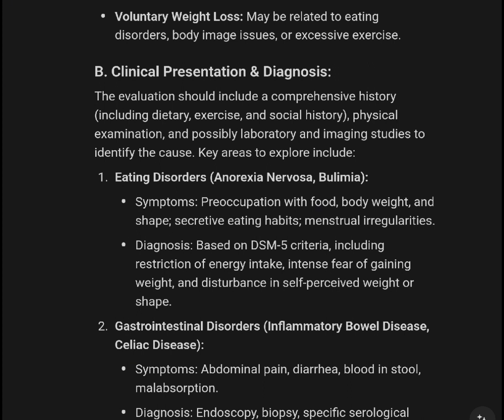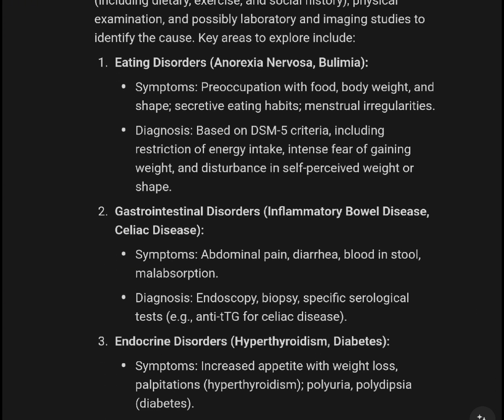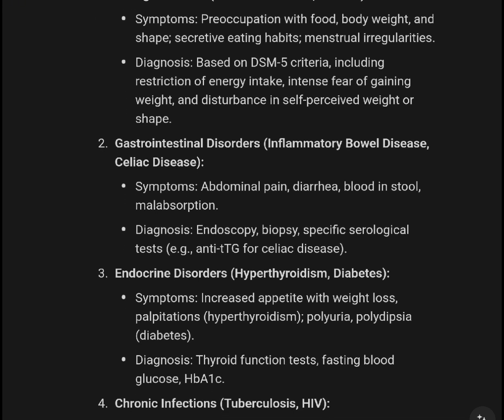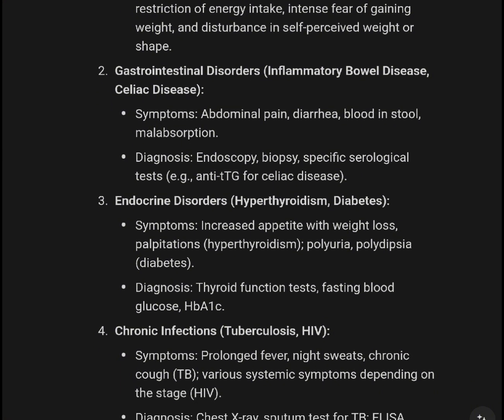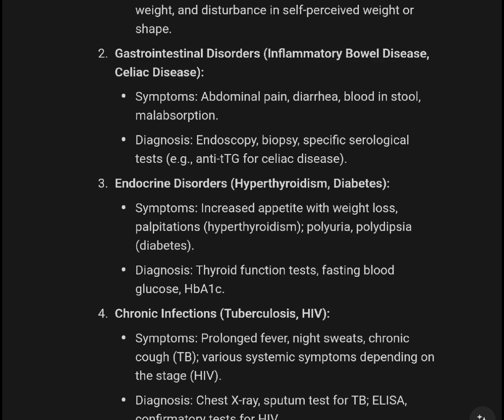Gastrointestinal disorders: inflammatory bowel disease, celiac disease. Symptoms: abdominal pain, diarrhea, blood in stool, malabsorption. Diagnosis: endoscopy, biopsy, specific serological tests, for example anti-TTG for celiac disease. Endocrine disorders: hyperthyroidism, diabetes. Symptoms: increased appetite with weight loss, palpitations in hyperthyroidism; polyuria, polydipsia in diabetes.